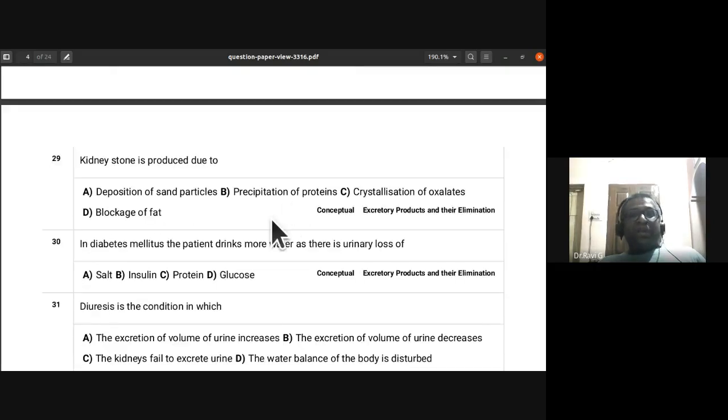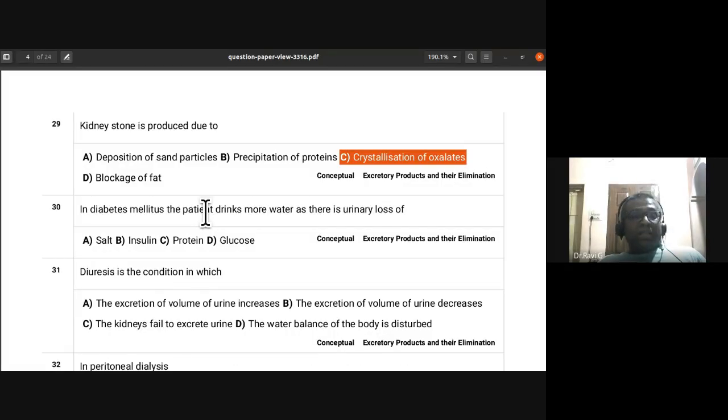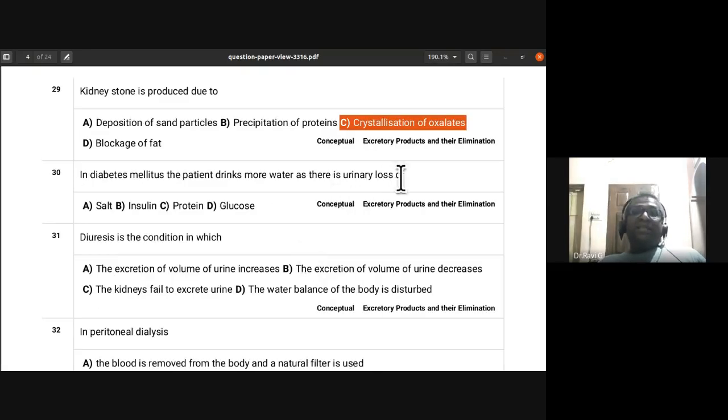Kidney stone is produced due to crystallization of oxalates. Remember that the calcium oxalates are going to crystallize and form the kidney stone or renal calculi. In diabetes mellitus, the patient drinks more water as there is urinary loss of glucose. So there is a lot of loss of glucose, so the patient drinks more water.